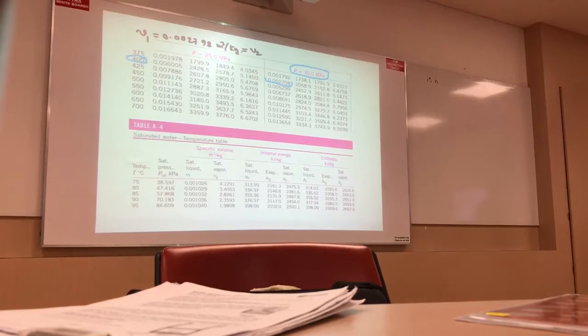Right? Then what is the final temperature? Final temperature is 80 degrees Celsius. Am I right? Yes. Good. 80 degrees Celsius, what is the saturation pressure? 47.416. So this is the final pressure. What is the final pressure, according to your question?